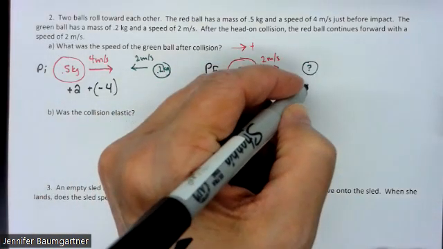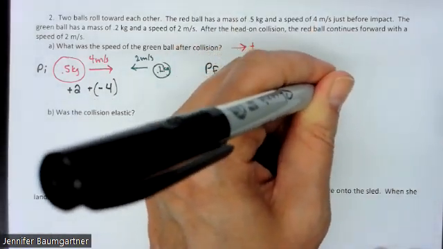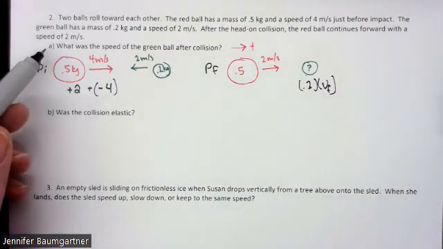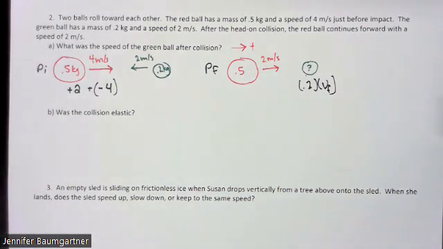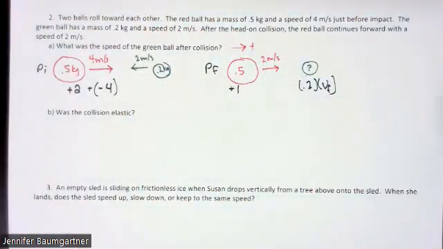All right, so I don't know. I know that this mass is 0.2, but I don't know what my final velocity is. They want to know the speed of the green ball after the collision, and understanding if that's positive or negative is going to tell us the direction that it goes. I do know that this is going to be 0.5 times 2, so that's going in the positive direction. This is going to be positive 1.